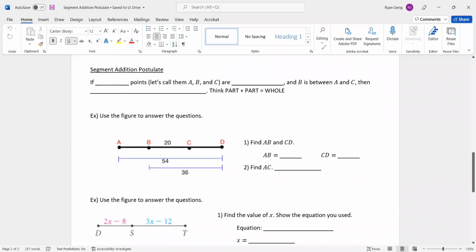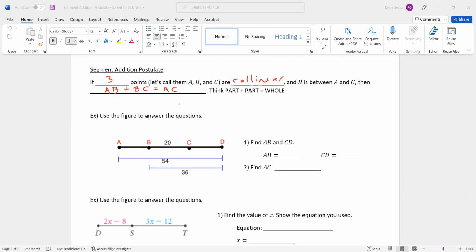Now we're moving on to segment addition postulate. If 3 points, let's call them A, B, and C, are collinear, and B is between A and C, so anywhere in between A and C, then AB plus BC equals AC. Now you're like, that's a lot of stuff. Well, think part plus part equals whole.